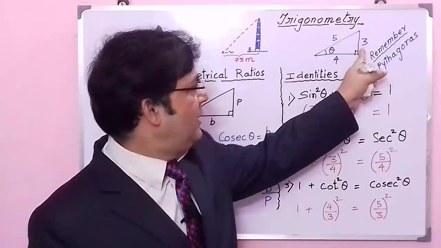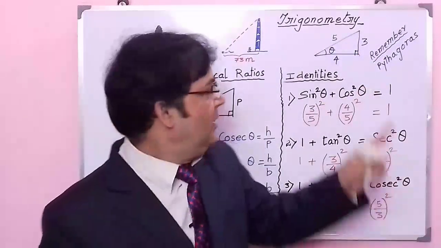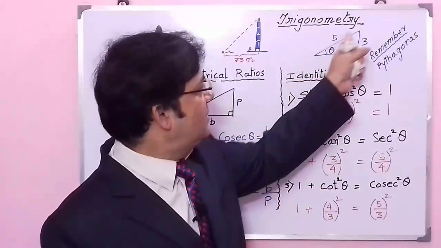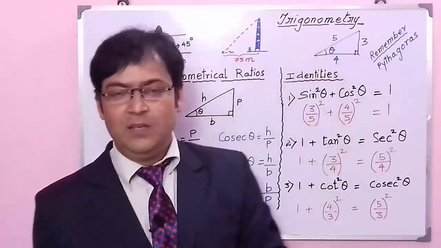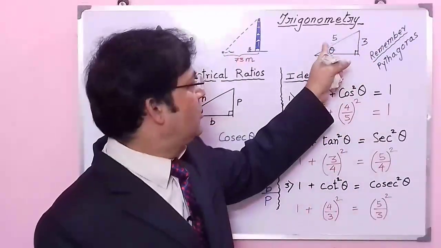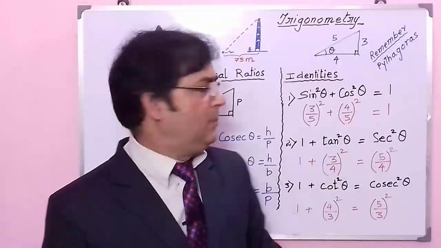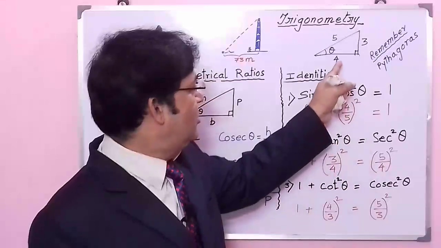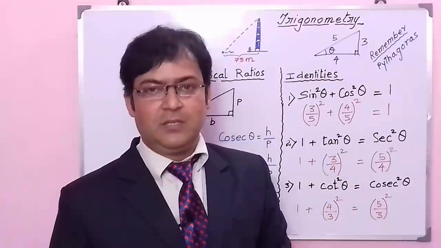I have taken 3, I have taken 4, and the hypotenuse I have taken 5. The longest side is the hypotenuse, 5. Let's square it. Square of 5 is 25. Square of 3 is 9. And square of 4 is 16.